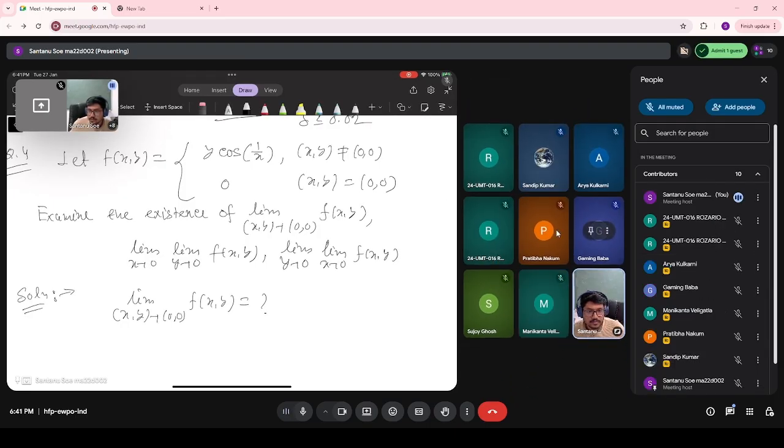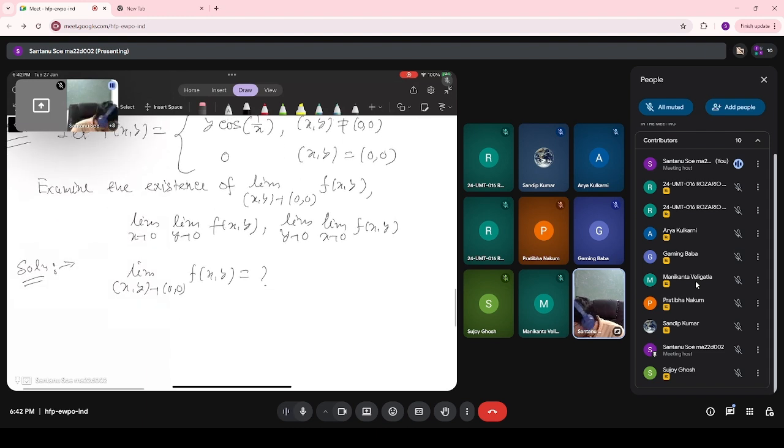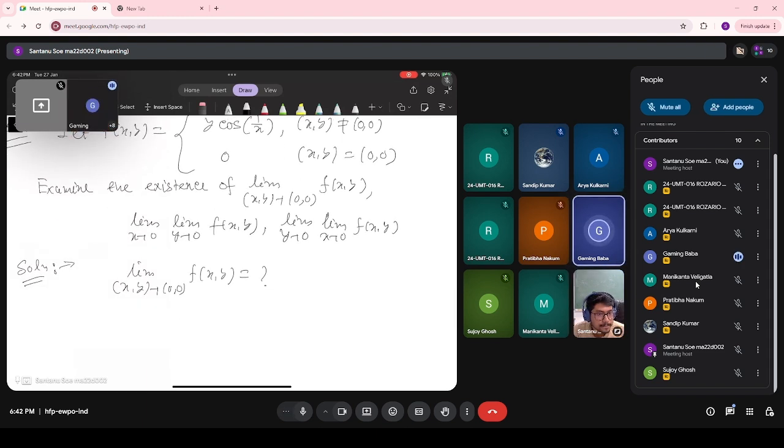Anyone? Any guess? Okay, so I'm going to start. Yeah, tell me. Yes sir, like the previous one, taking y equal to x. Okay, that you can do only when the limit does not exist. If the limit exists, then you cannot.